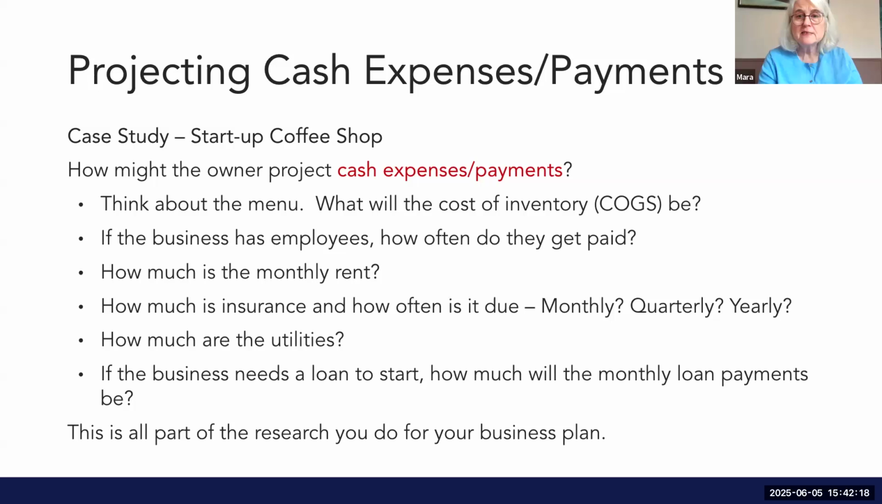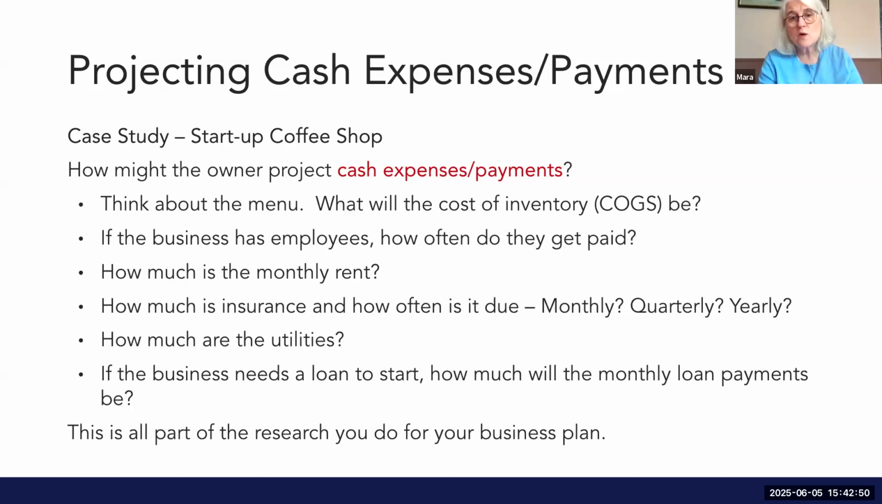If he has employees, how often do they get paid? What is their wage going to be? What is his monthly rent? He can get that from the lease. Insurance, how often is he going to pay that? Is it going to be monthly, quarterly, annually? He can talk to his landlord about what he can expect to pay for utilities and then all of the other expenses. If the business needs a loan to start, he needs to also figure out what the monthly loan payments might be. So this is just a few examples of the expenses.